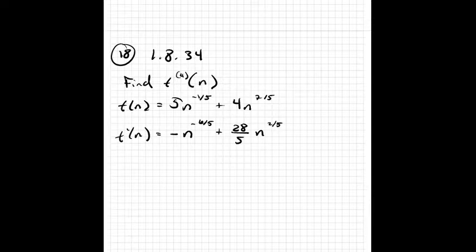That's the first derivative. Let's do t double prime, the second derivative. The negative 6 over 5 comes down, so it becomes a positive 6 over 5 n to the negative 6 over 5 minus 5 over 5, which is negative 11 over 5, plus 2 over 5 times 28 over 5. 40 plus 16 is 56, so that's 56 over 25, n to the 2 minus 5, which is negative 3 over 5.